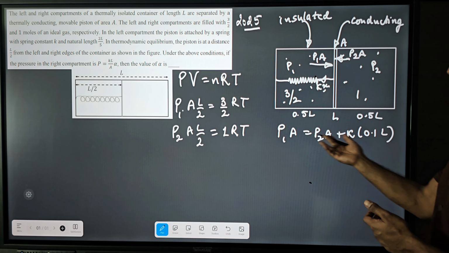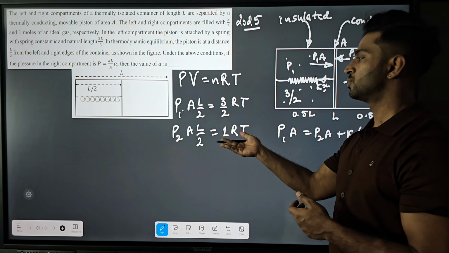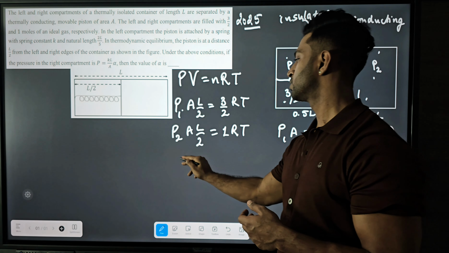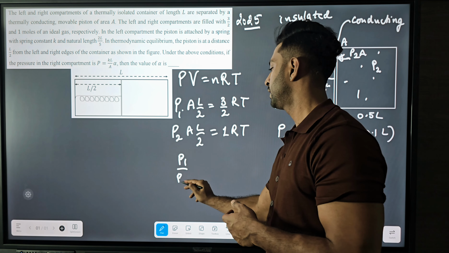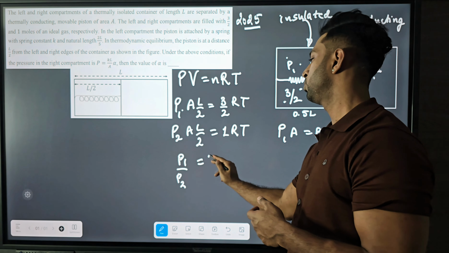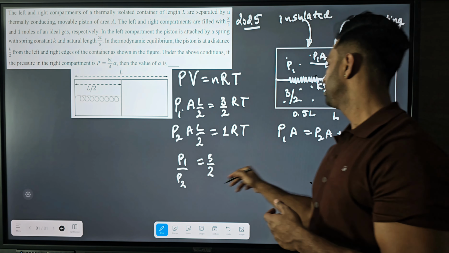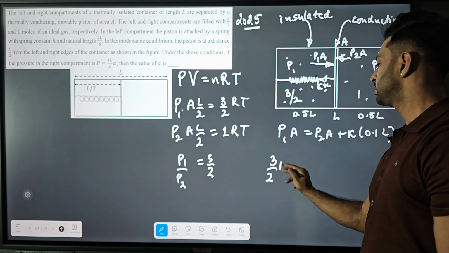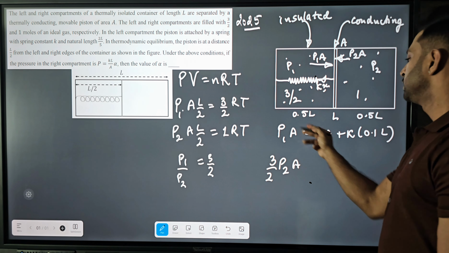So from here and these two equations, I only have to find P2. So if I divide these two equations, I will get P1 divided by P2, just divide these two, equal to 3/2. So P1 becomes how much? P1 becomes 3/2 times P2. This P2 goes here.